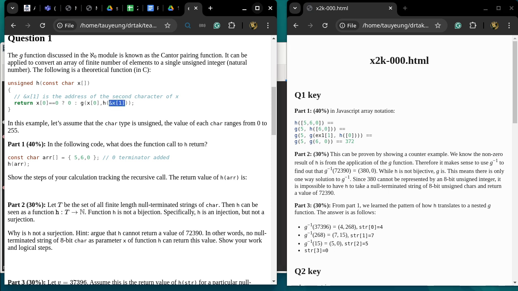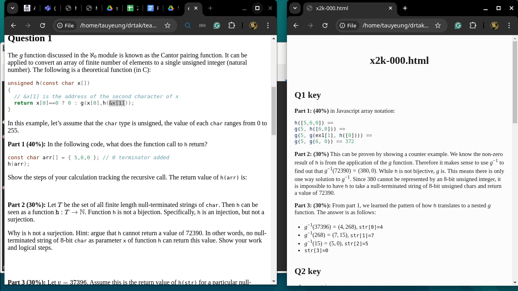After the first call, because 5 is not 0, it will separate out the 5 to become the first argument of calling G, and then the rest is going to be h of 60, which is the remainder of the entire string. So that would cause the first recursive call.